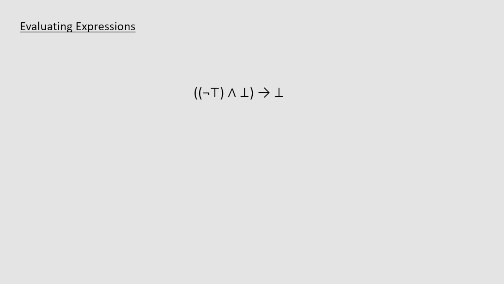Not true and false implies false. Here the only thing that we recognize straight away is the not true, which we can replace with false. Then we have that a lie and another lie together make a bigger lie. And lastly, false implies false, which should be true.